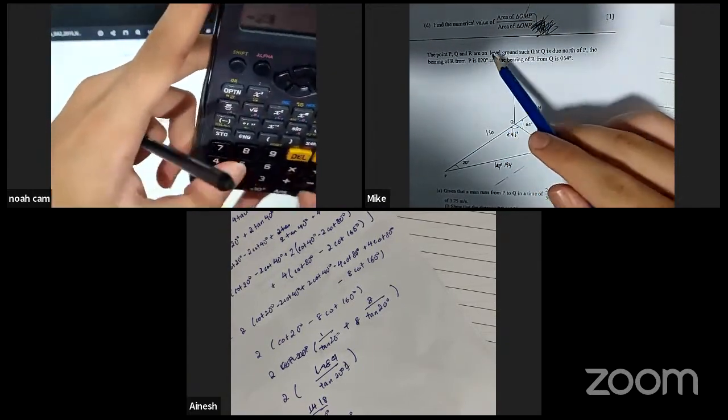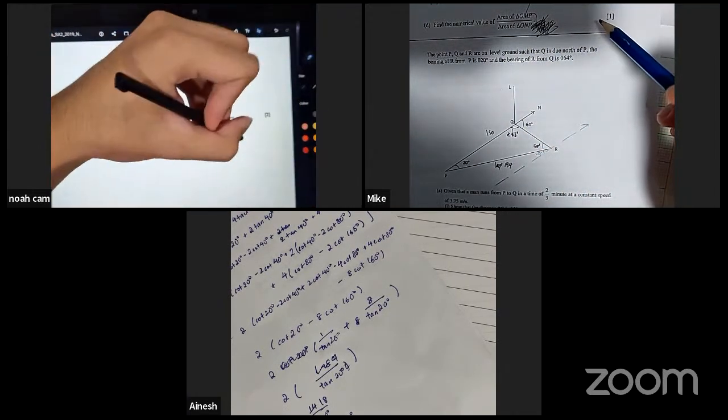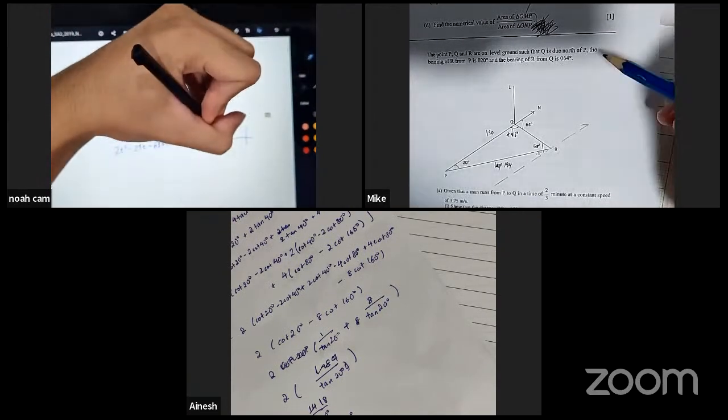The points P, Q, and R are on level ground such that Q is due north of P. Oh, then the north of P is Q. Yeah. Right. Okay, this is going to be even easier.